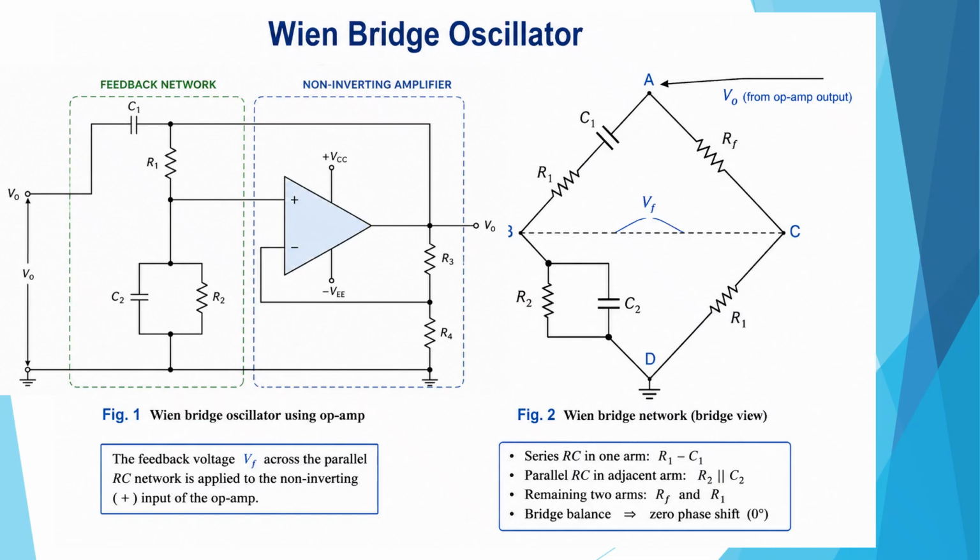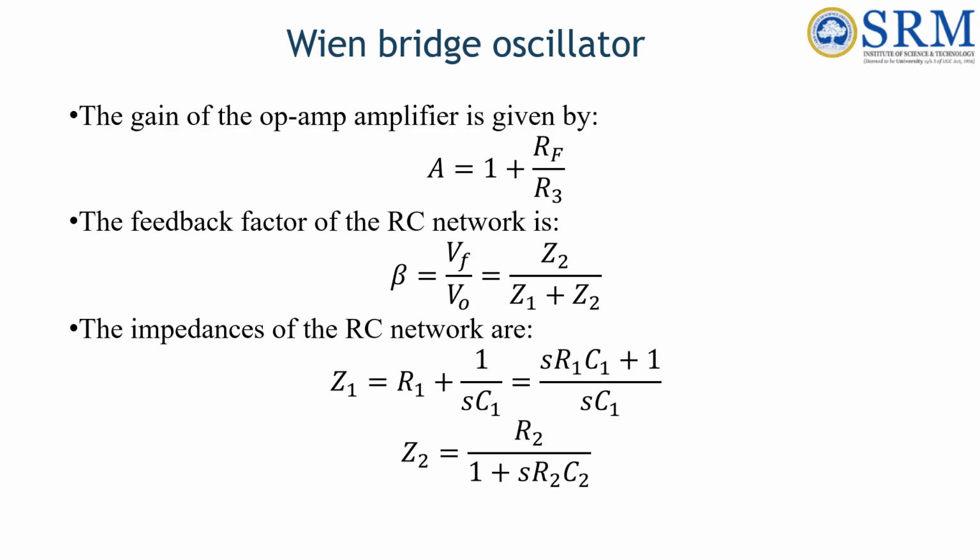In figure 2, the equivalent Wien bridge network representation is shown. The bridge consists of a series RC arm R1C1, a parallel RC arm R2 parallel C2, and two resistive arms RF and R1. At balance condition, the bridge provides zero phase shift, satisfying the Barkhausen criterion for sustained oscillations. Next, we are going to derive the frequency of oscillation for the Wien bridge oscillator.